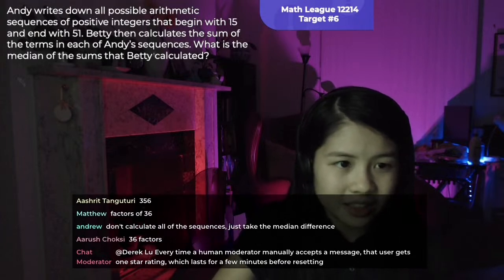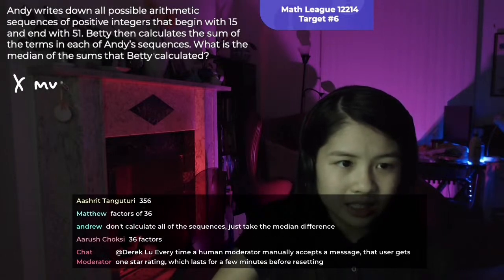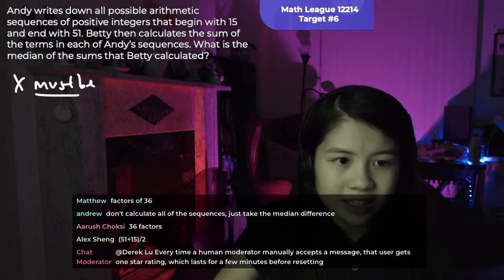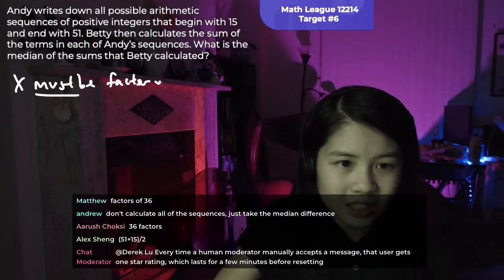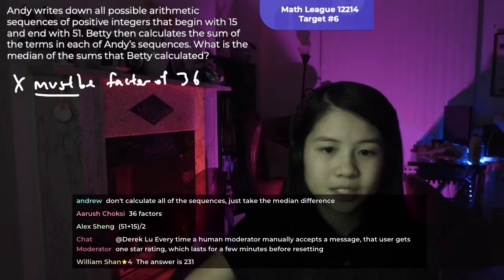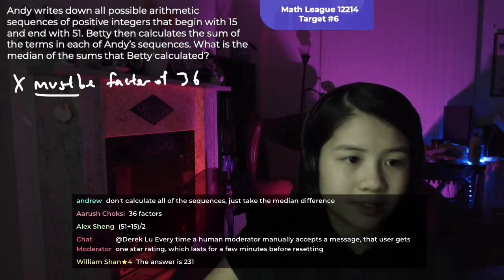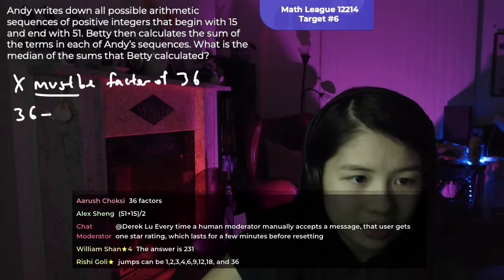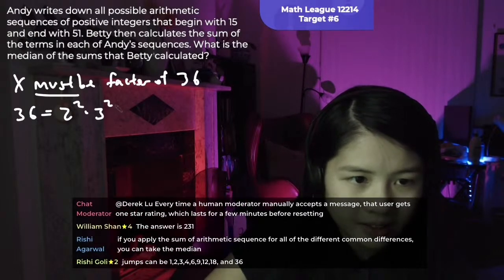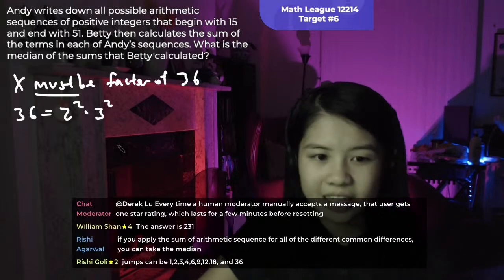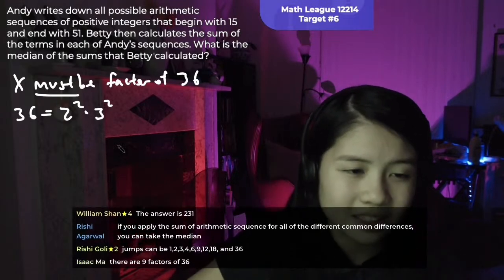Does that work? First of all, x must be a factor of 36. So that's important. So let's list out some factors of 36. So 36 equals 2 squared times 3 squared, though you don't really have to write that out. I'm just writing it out for convenience.